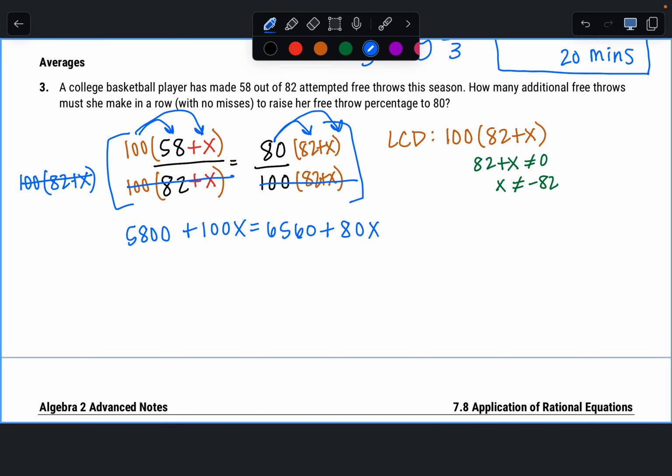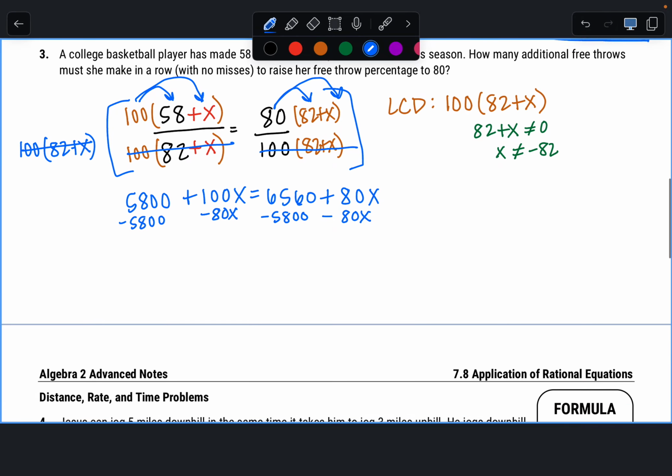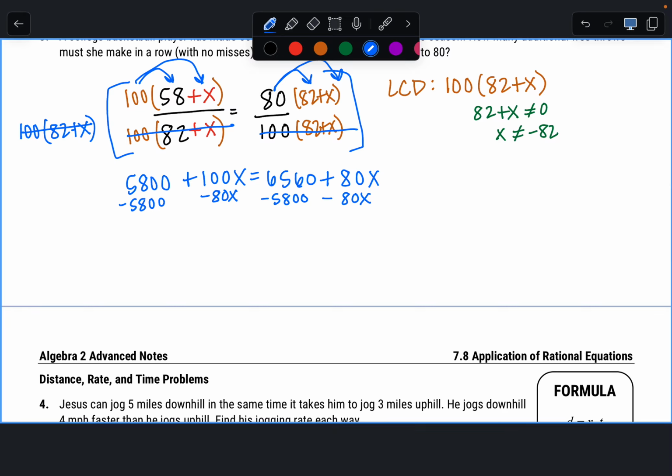You're going to want to get your x terms on one side and your number terms on the other. So I'm going to subtract 80x, and then I'm going to subtract 5,800. And so we should end up with 20x equals 760. And again, don't think that the numbers are too big and you can't do it. You will have a calculator for something like this. And then we go in and we get x is equal to 38.